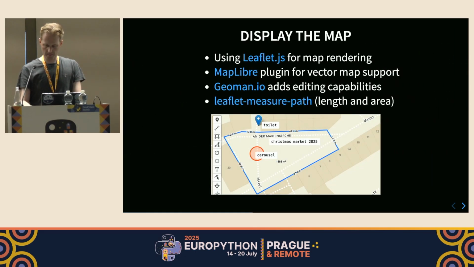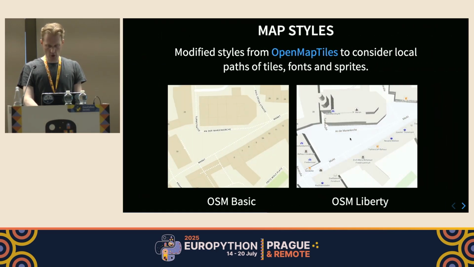To display the map, I used Leaflet.js for map rendering. Then there is a style file determining how and whether features from the OSM file are displayed. For the offline version, I had to modify it a bit. So I took styles from OpenMapTiles, but modified them to use local paths for the tiles, the fonts, and the sprites. The sprites are the icons you can see here.